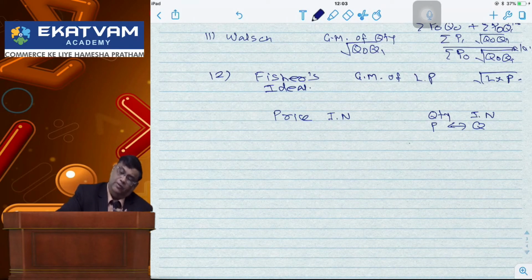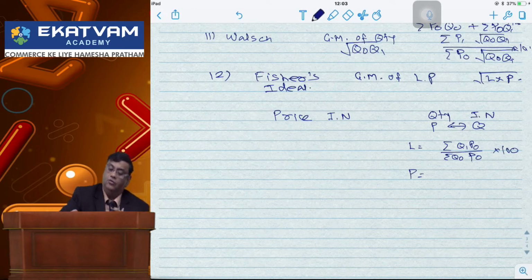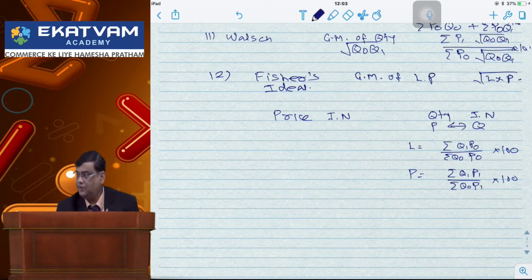So tell me, what will be Laspeyres quantity index? Sigma Q1 P0 over sigma Q0 P0. What will be Paasche's quantity index? Of course, into 100. What is Paasche's quantity index? Sigma Q1 P1 over sigma Q0 P1 into 100. Others can be derived from this.